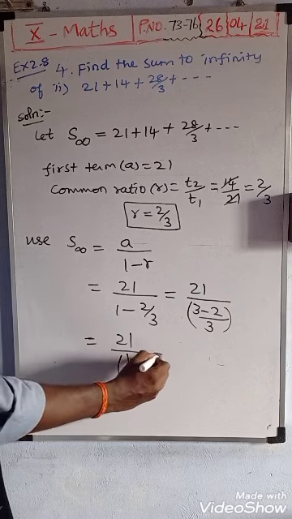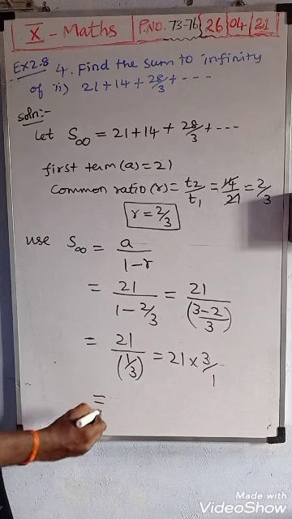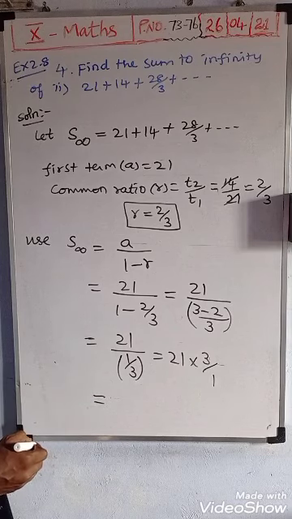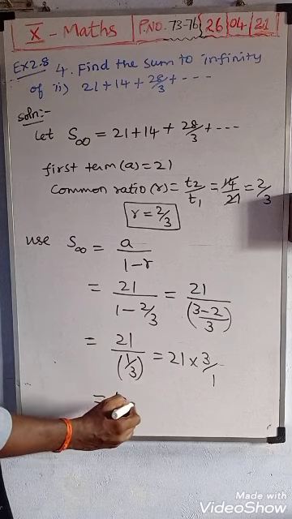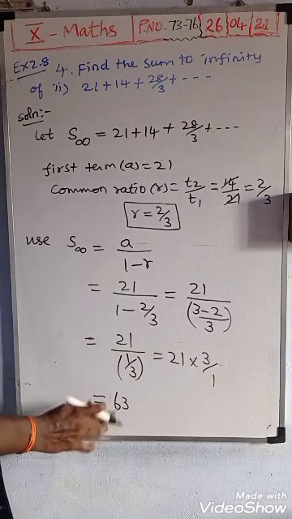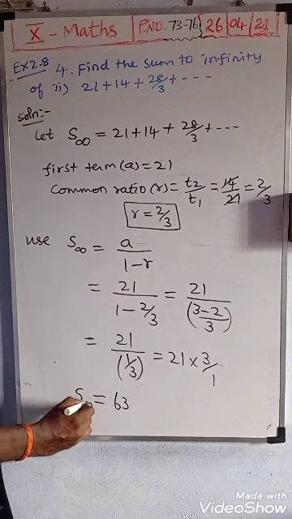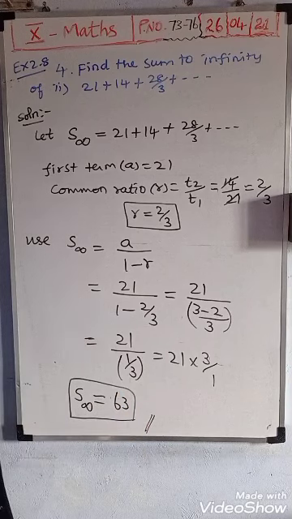Next step, 1 by 3, it goes to the numerator as 3 by 1. So you should multiply 21 into 3, and we will receive the answer 63 by 1, and 63 by 1 is 63. So the given series, with terms added up to infinity, has the answer 63. Okay, that's all.